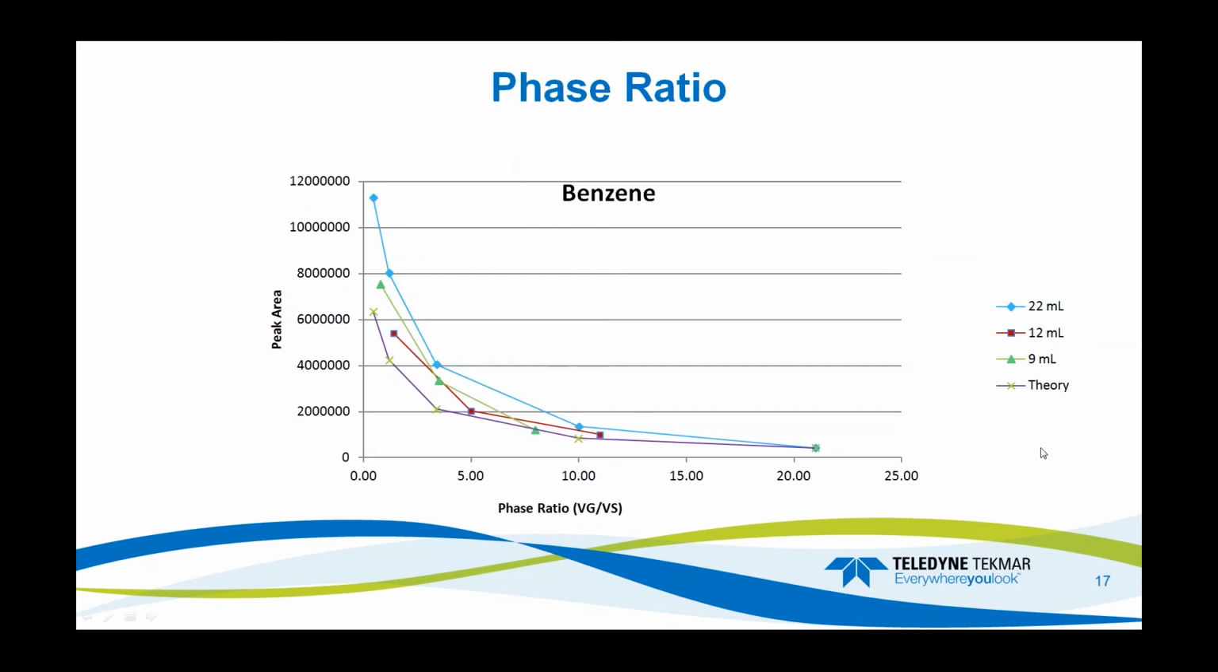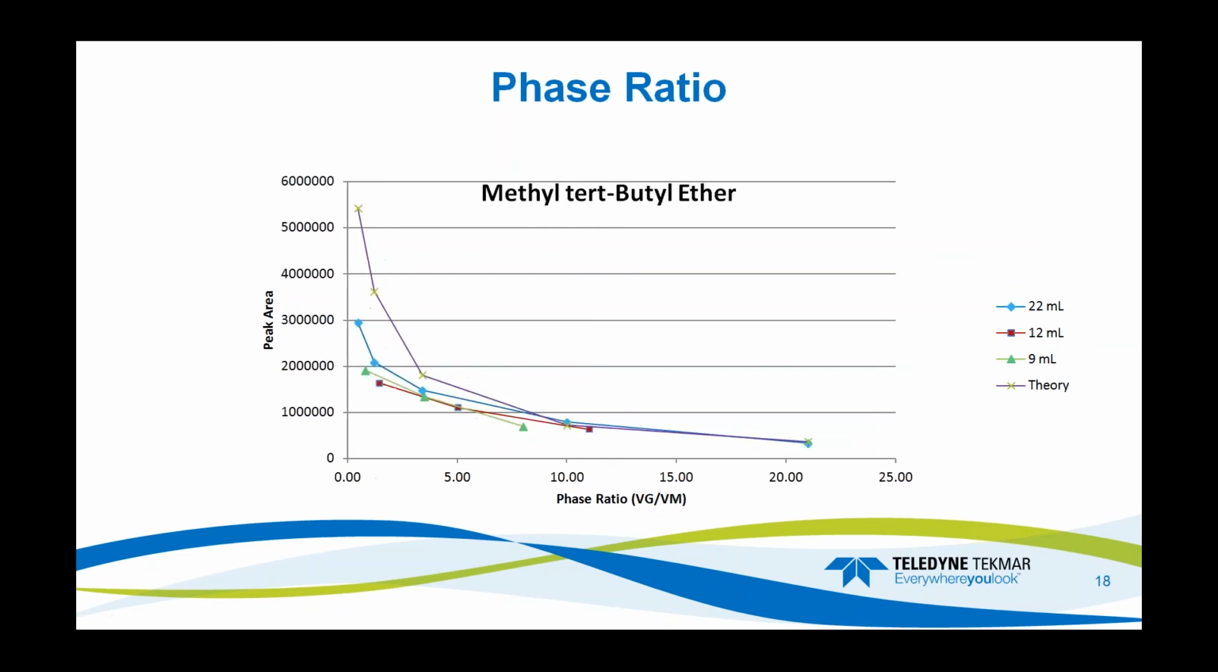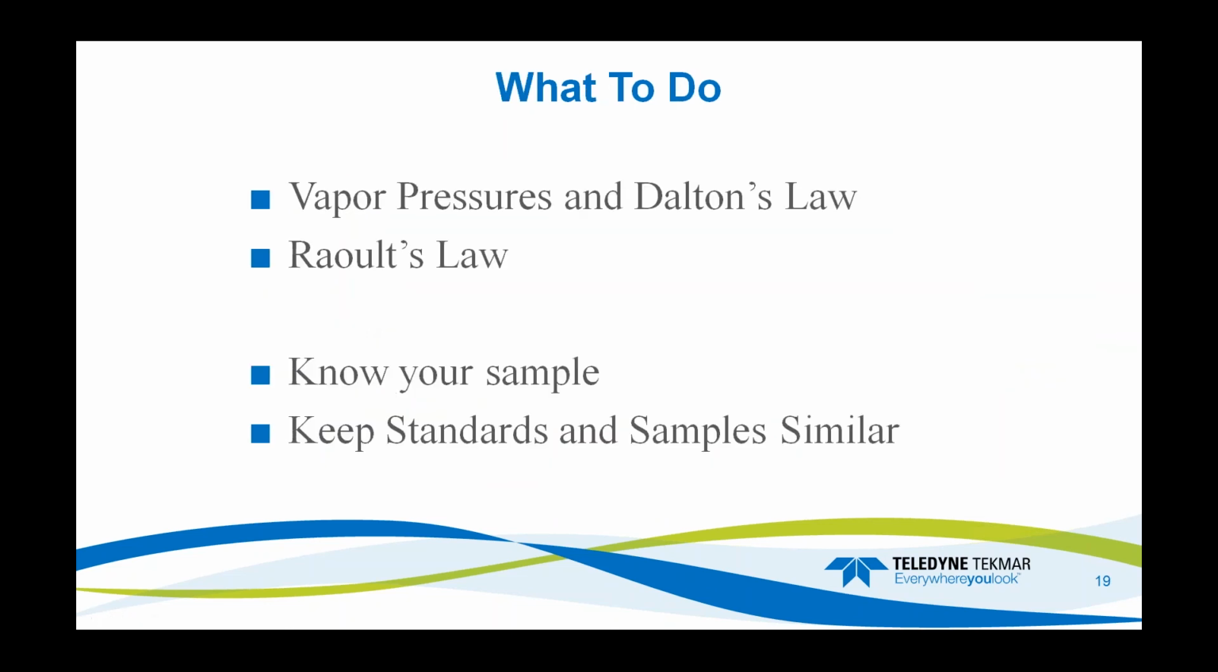It works fairly well for compounds that have a good partition coefficient like benzene. Looking at methyl tert-butyl ether, we can see that the theory here, as we increase the concentration, we don't see that same phase ratio effect as we saw in benzene, but we still see a good response by increasing the sample size. Why is this, you ask? We could go into the vapor pressures and Dalton's laws, talk about Raoult's law here, but what I'd like to point out is you need to know your sample, what it is, and it also helps to keep your sample and standards similar. Create your standard, if you can, in the same matrix as your sample. With water or liquid, that's fairly easy.